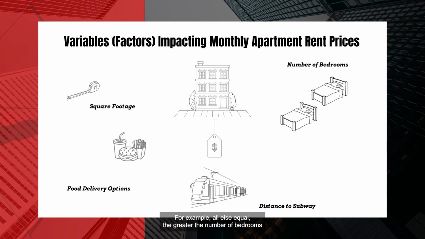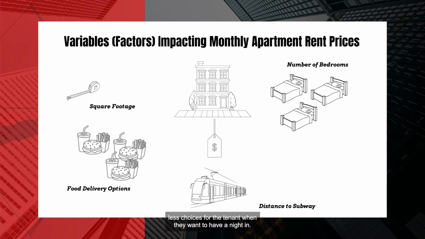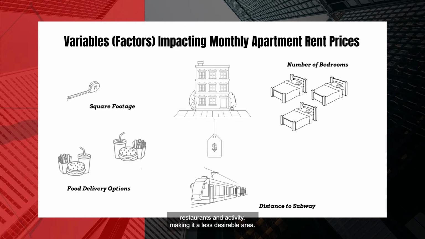So for example, all else equal, the greater the number of bedrooms of the apartment, the more expensive it's likely going to be. And if there's not a lot of good food delivery options nearby, that means less choices for the tenant when they want to have a night in. And it could also mean that the apartment is not near restaurants and activity, making it a less desirable area. So these could, in theory, push down the price of the apartment.